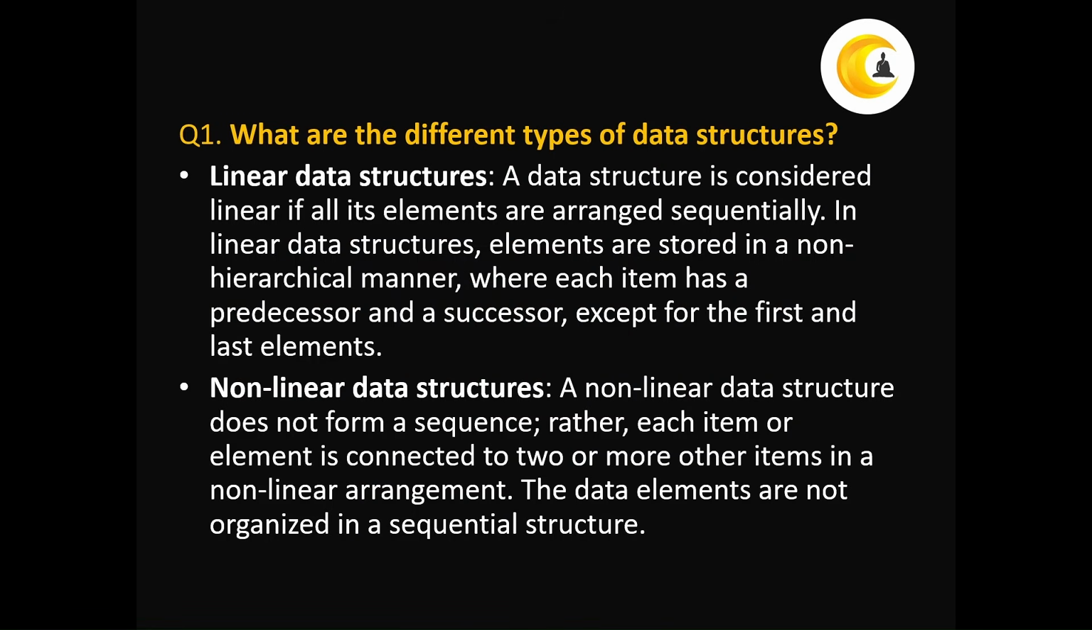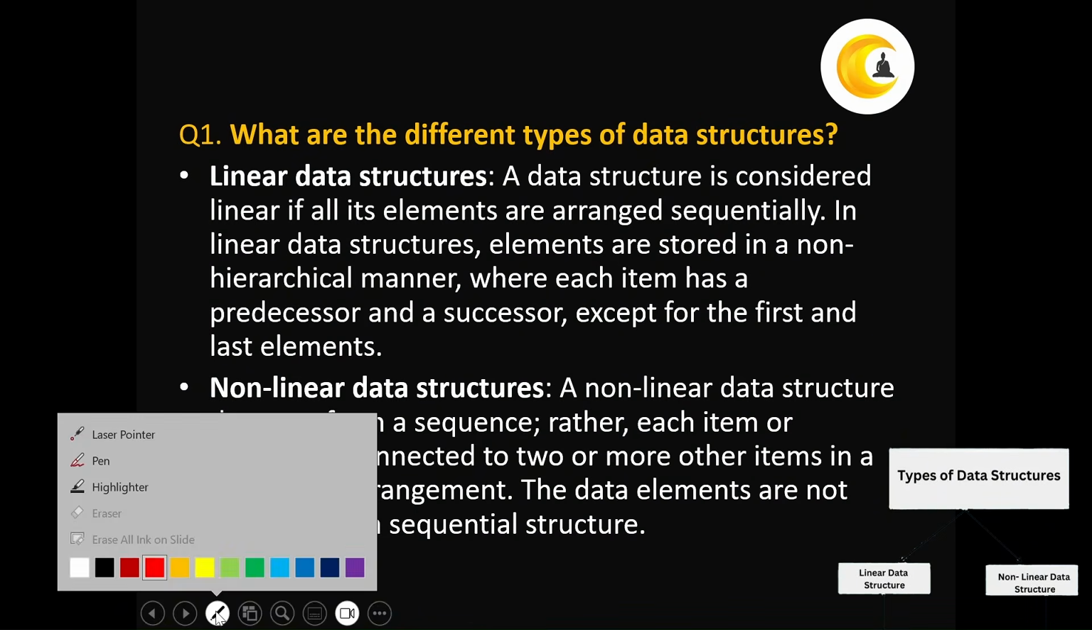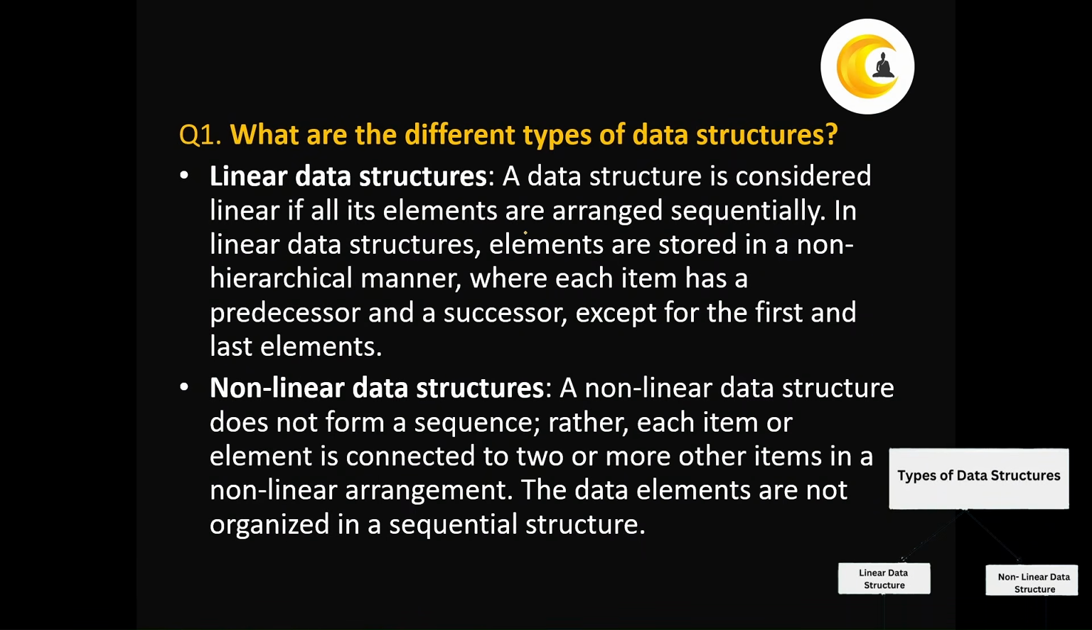The first one is, what are the different types of data structure? Whenever we talk about different types of data structure, we often think about arrays, stacks, queues, linked lists, and everything. Those are data structures. They are not the types of data structure. So what are the types of data structure? There are only two types of data structure: linear and non-linear.